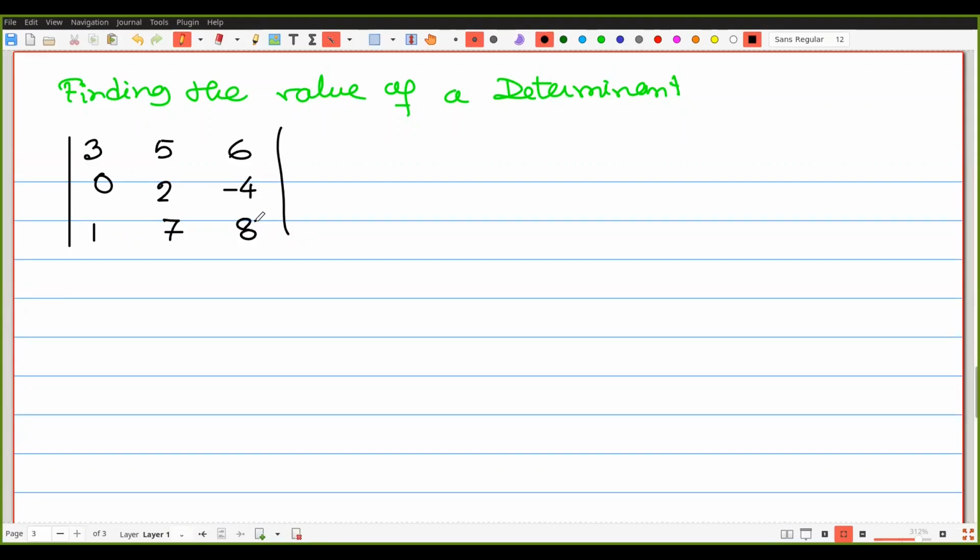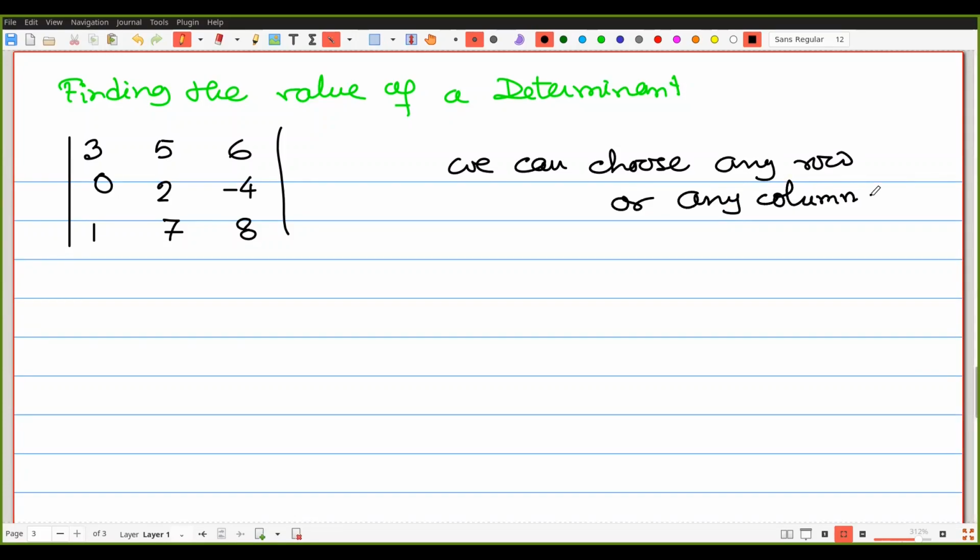For finding the value of any determinant, we can choose any row or any column. In each and every case, the value of the determinant must be the same. Suppose we are starting with the first row. So what are the elements? 3, 5, and 6. Once again, the first row is 3, 5, 6. That must be 6, not 7.